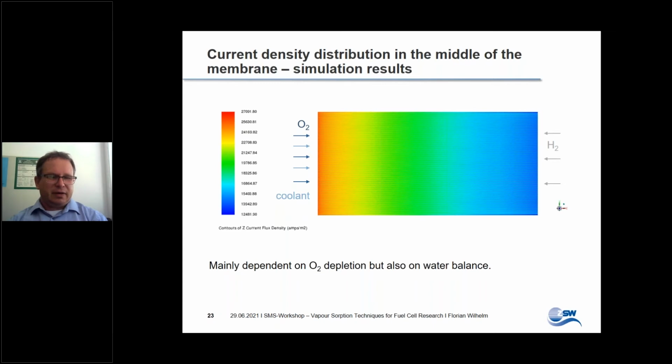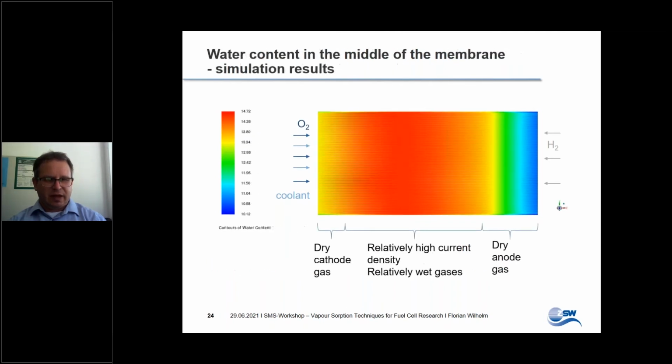This is mainly dependent on the oxygen depletion over the flow field, but the water balance is also an important influence factor to this, as can be shown here, because the water balance does not follow this linear trend. Here you can see the water content in the membrane. That is this parameter lambda here, ranging from values, let's say from 10 to 14 roughly, as you can see in the scale bar here.